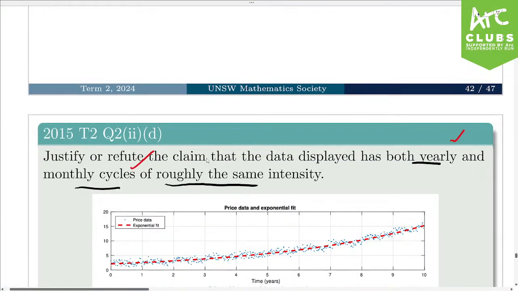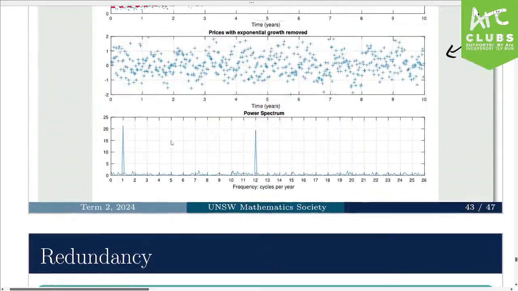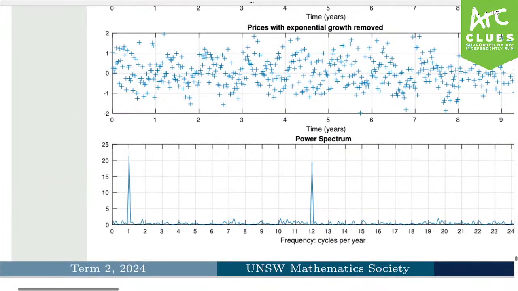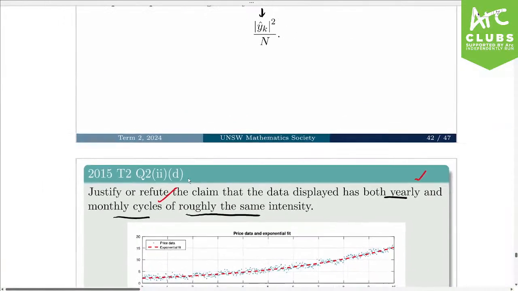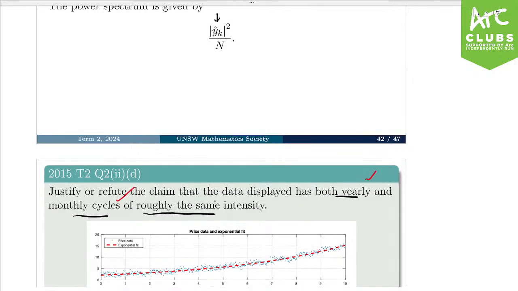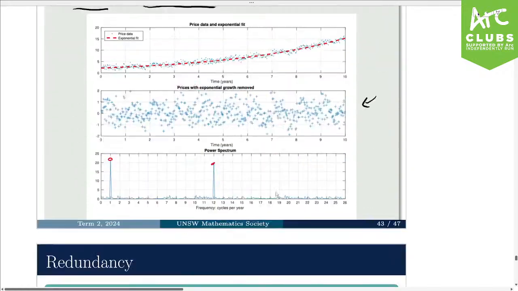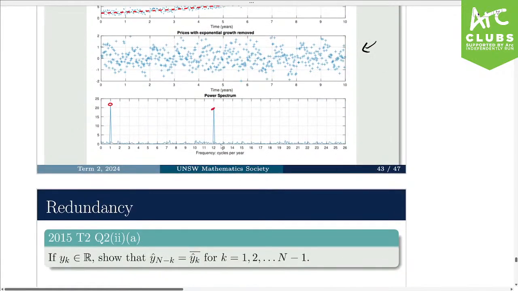Now the last part is they're roughly the same intensity. So there we look at the height of these spikes, and we can see that they are pretty similar. So we can say that this is also justified by the power spectrum graph.